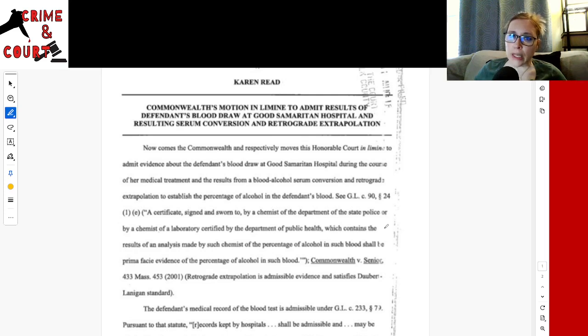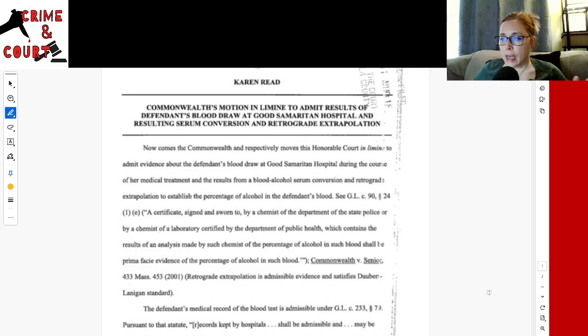They drew some blood. It was not done properly for a criminal act. It was done in relation to the hospital's policies, but not in protocol for using it as evidence for a crime. So here we have the Commonwealth trying to use this blood draw as evidence that she was too drunk and she did this when she was drinking.